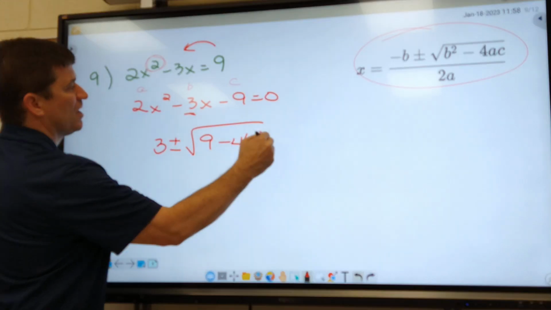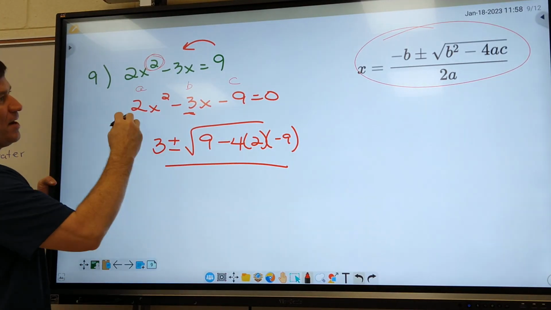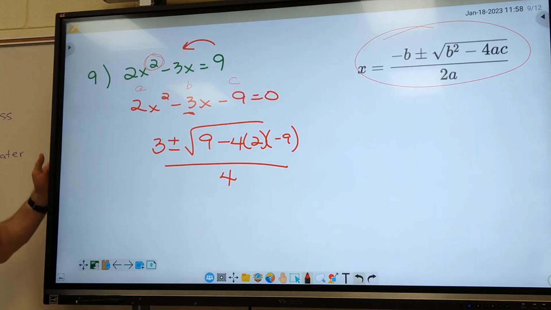-4 times 2 times -9. The bottom is 2 times 2, which is 4.